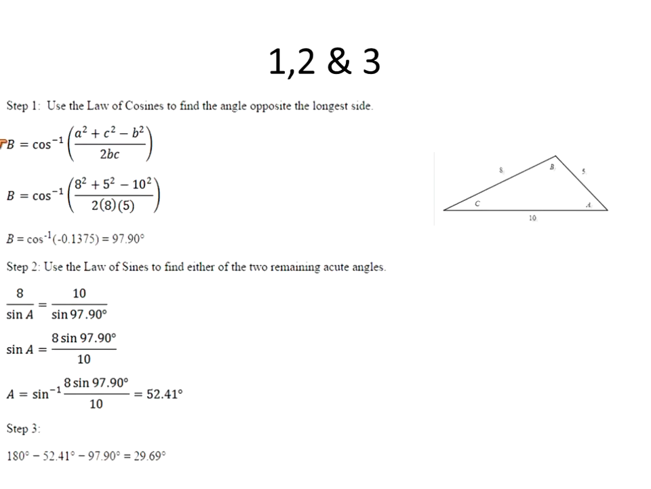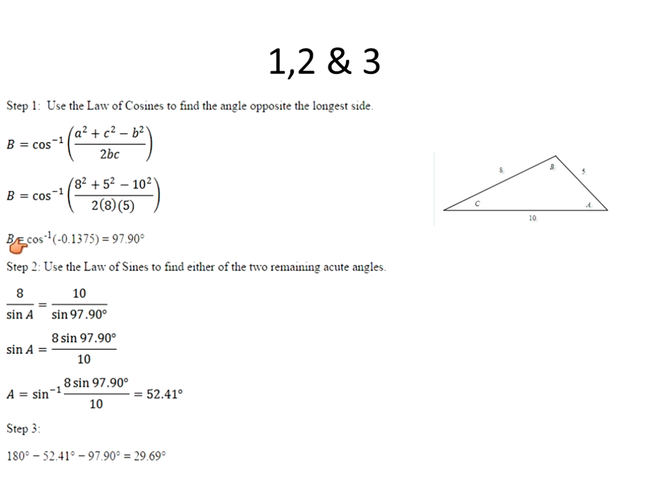Using our handy-dandy calculator, we're substituting, first using this formula for the angle B. We're going to go ahead and take the inverse cosine of this side, a squared plus c squared minus b squared over 2bc. When I simplify all of this that's inside of the parentheses, I get negative 0.1375.